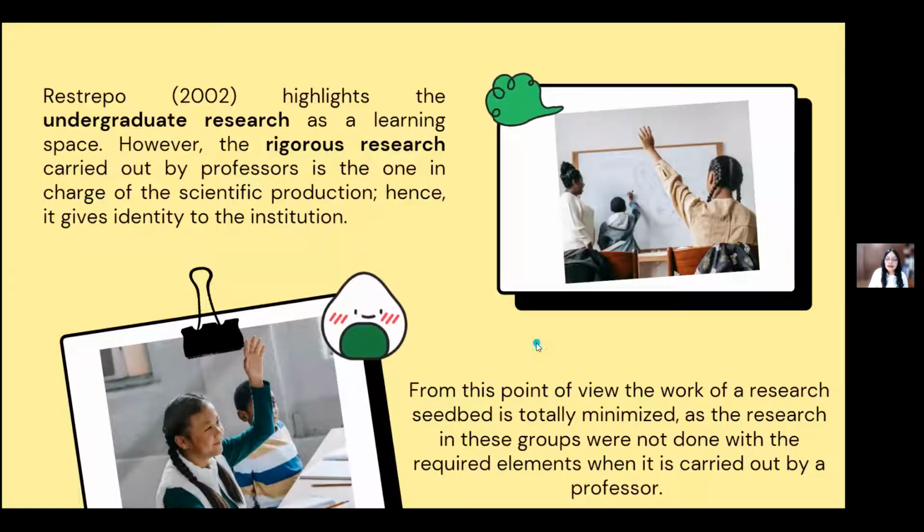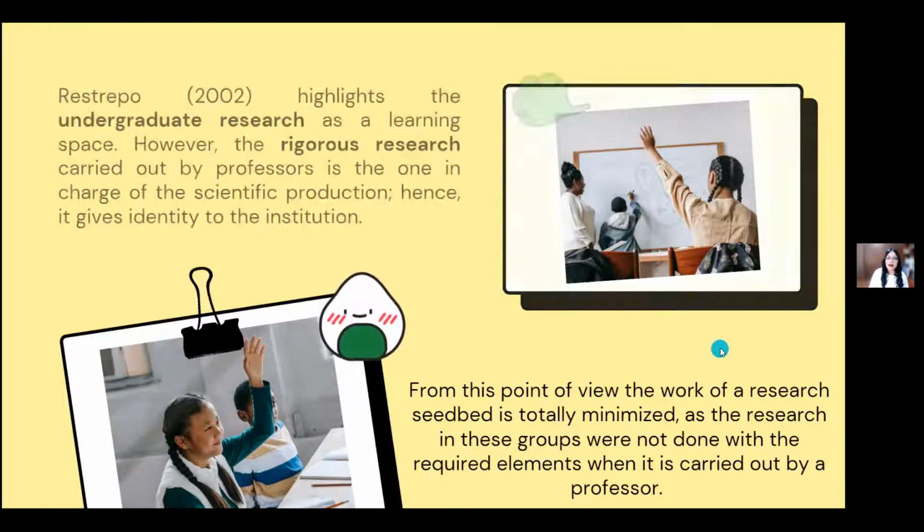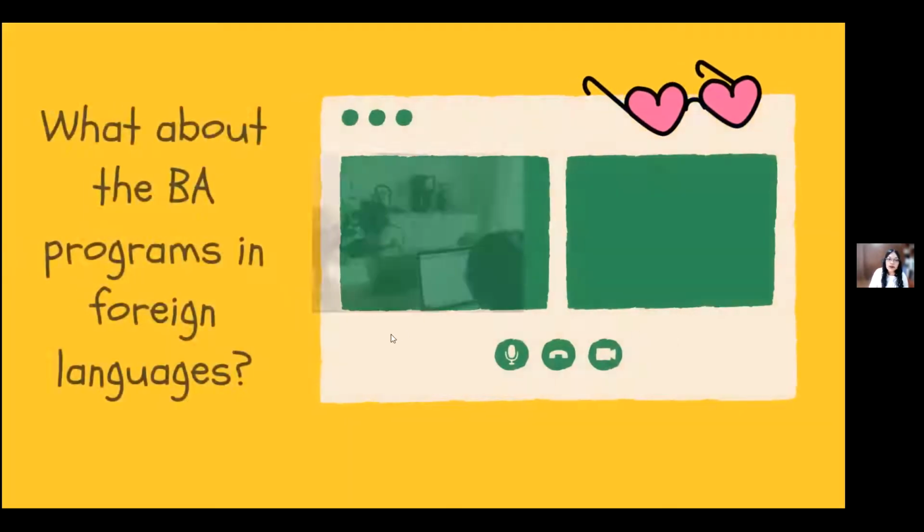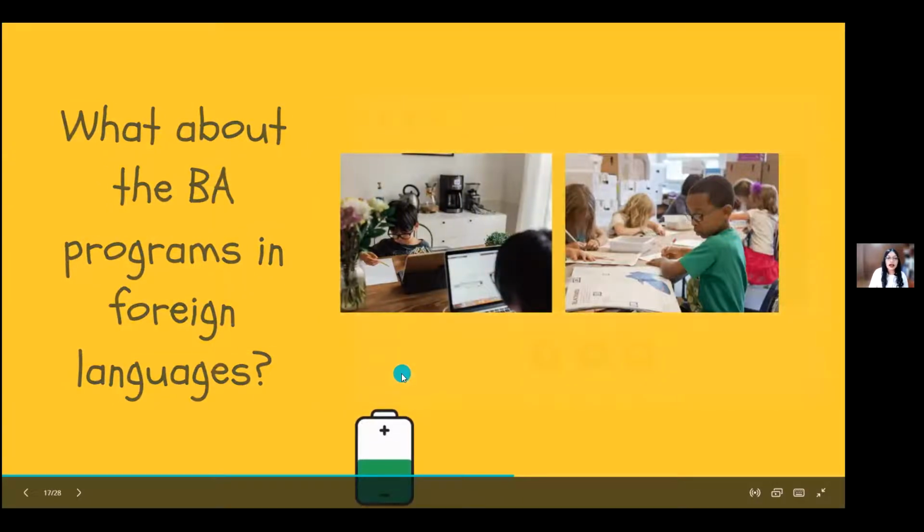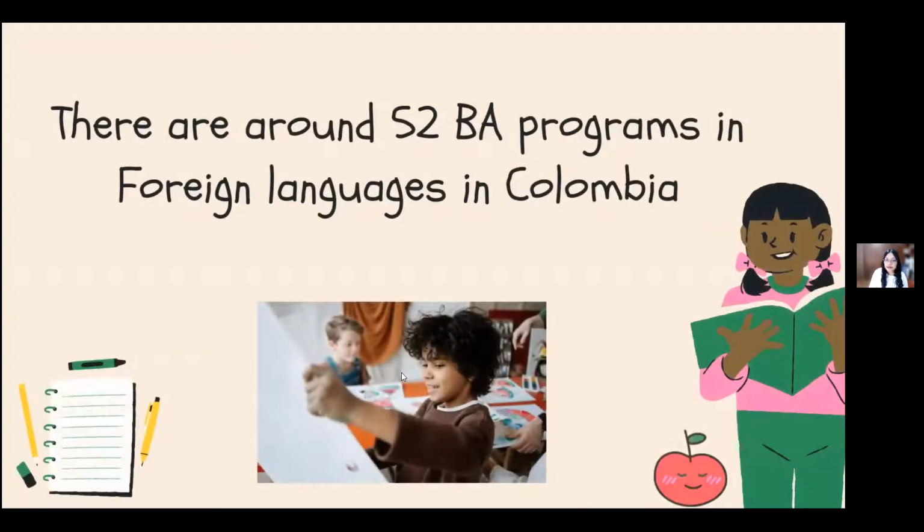So the research that is carried out by the seedbeds is as rigorous as the one that is only done by professors, right? Why? Because what is being done by students is guided by a professor. So if a professor that is an expert about a topic is guiding this, it's because it is something that is rigorous. So this is a very interesting discussion, but we cannot say that the research that is done in seedbeds is less important or less rigorous than the research done by professors. Very good. Now, what about the BA programs in foreign languages here in Colombia? Well, we have around 52 BA programs in foreign languages in Colombia.